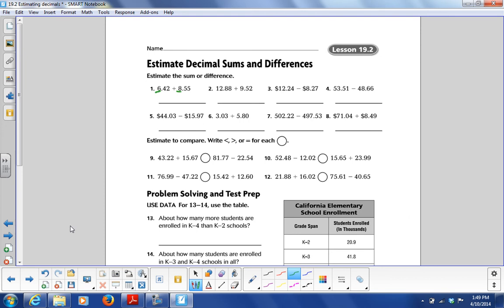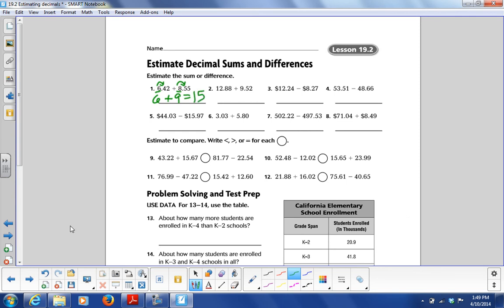Okay, so I'm going to underline the 6, go next door to the 4. Okay, that's less than 5, so I'm going to leave my 6 alone. I'm going to start with the 8, go next door to the 5. 5 is 5 or above, so I add a 1. So that's going to be 9. 6 plus 9 is 15.